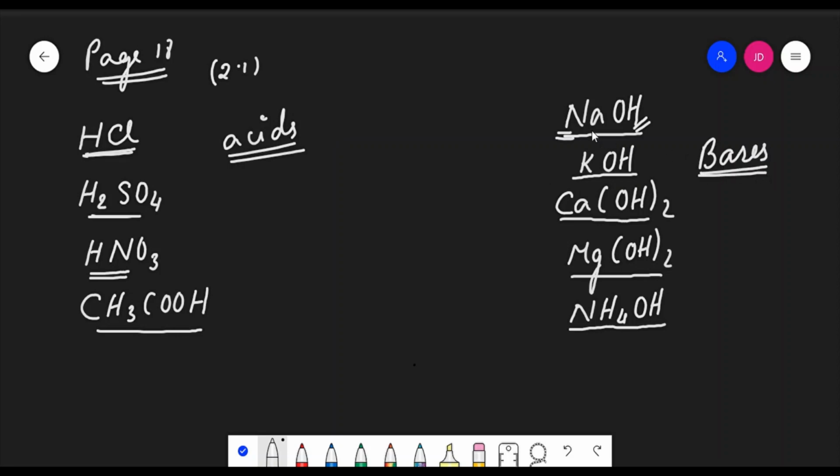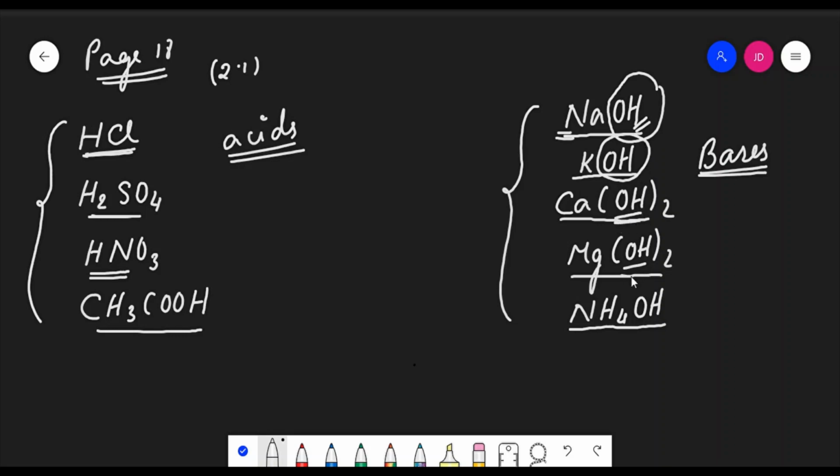Before going into details about acids and bases, let's try to see what are the common things we can see in all of the acids this side and all of the bases this side. What is the common thing we see? For the bases, the common thing we see is the presence of OH in all of them. You can see here OH, OH, OH, OH, and OH. That means what is OH? Hydroxide. So the common thing in all bases is that they will have a hydroxide, OH.